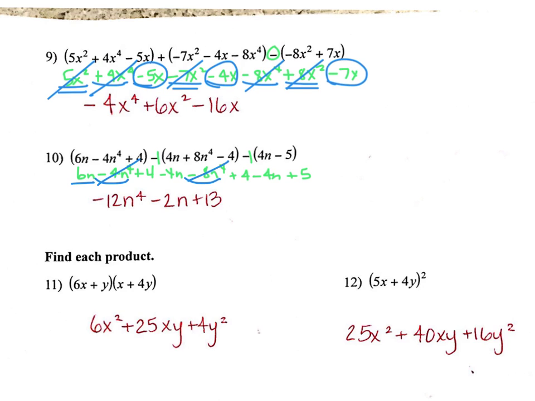I have 6n, -4n, -4n. That's where I'm getting my -2. I have a +4, +4, +5. That's where I'm getting my 13. And if I haven't already said it, the reason that you stop there is just because there's nothing else left to combine at this point, right? Everything has different exponents with different variables with different exponents.